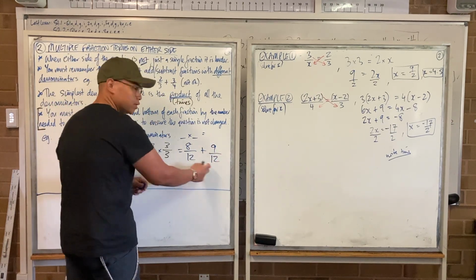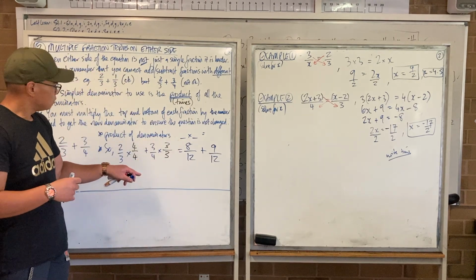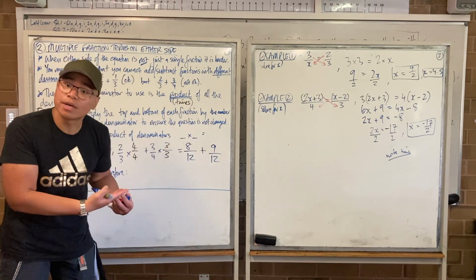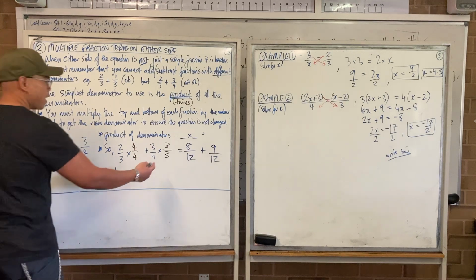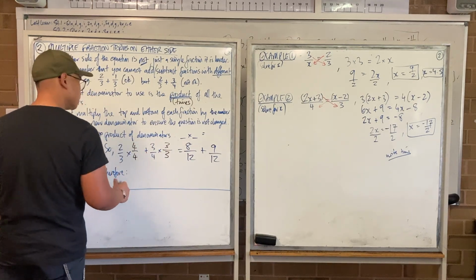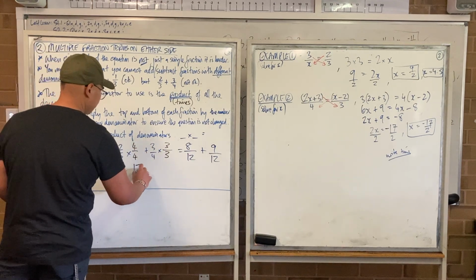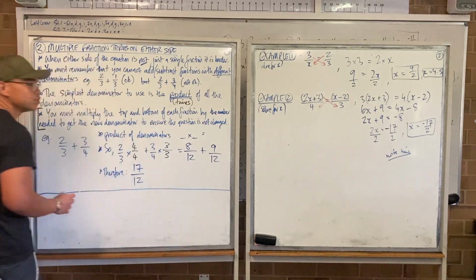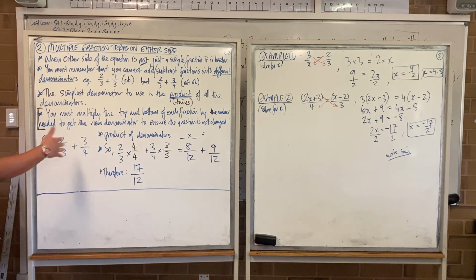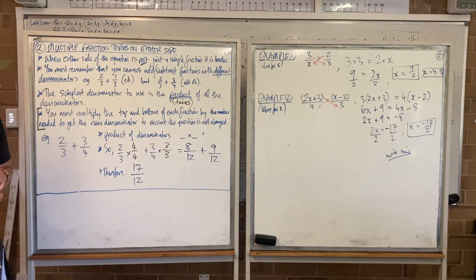Are these the same denominators now? I can work with this. I can answer the question now. Therefore, 8 12ths plus 9 12ths, what's 8 plus 9? It's going to be 17 12ths. That is with just numbers. We have to do that with algebra eventually, okay? But this is a reminder in case it wasn't taught to you previously.